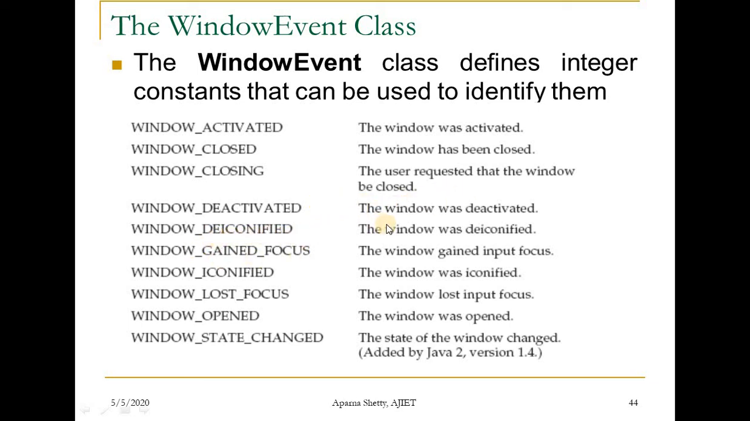WINDOW_DEICONIFIED, the window was de-iconified. WINDOW_GAINED_FOCUS, the window gained input focus. WINDOW_ICONIFIED, the window was iconified. WINDOW_LOST_FOCUS, the window lost input focus. WINDOW_OPENED, the window was opened. WINDOW_STATE_CHANGED, the state of the window changed. So these are the window events that can occur, integer constants representing the window events.